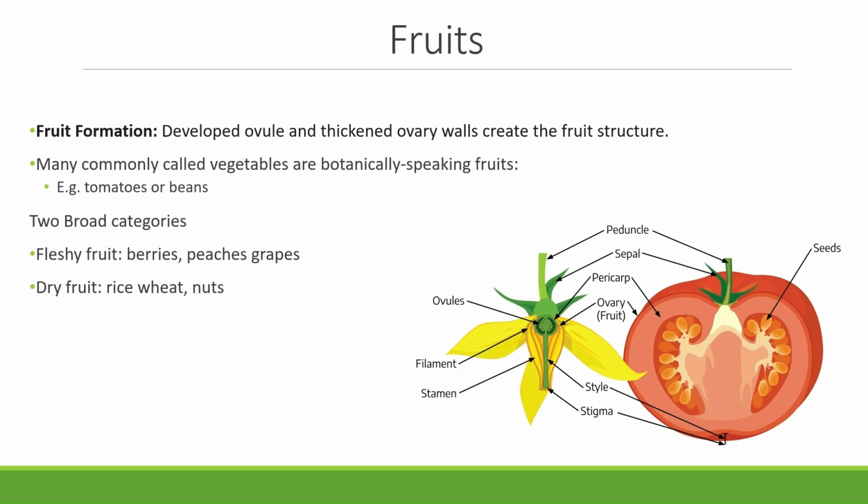Fruits themselves fall into two broad categories based on the nature of the ovary wall and maturity. Fleshy fruits have a soft, juicy layer called the pericarp. This attracts animals. Examples include berries such as blueberries, and stone fruits such as peaches, and also grapes. Dry fruits have a hardened pericarp and are often adapted for other dispersal methods. Examples include the grains of rice and wheat, as well as nuts. Nuts are actually part of a fruit as well.